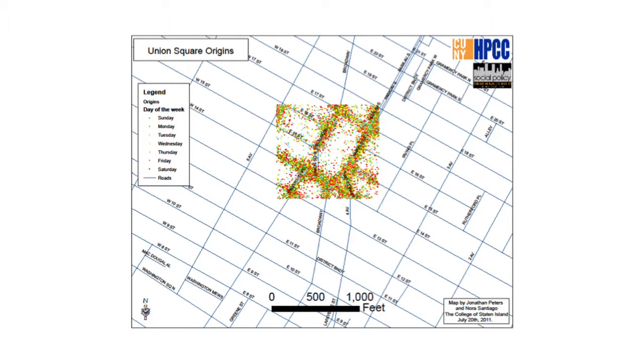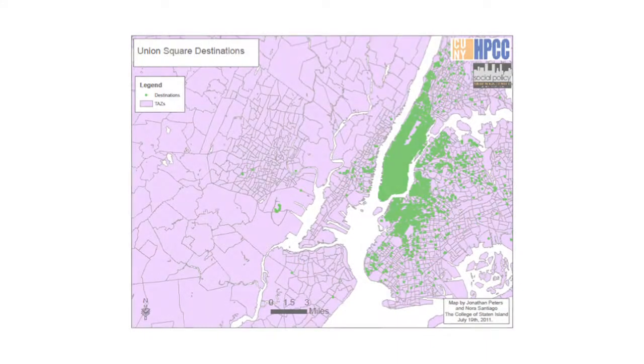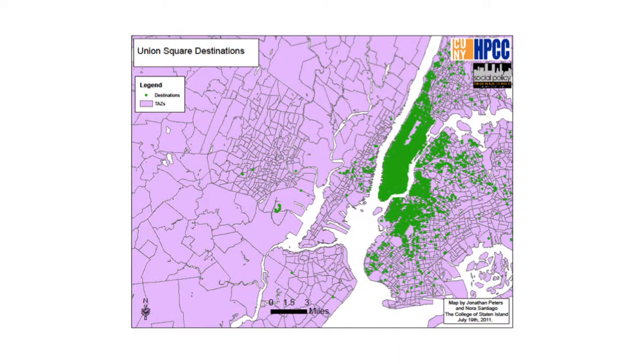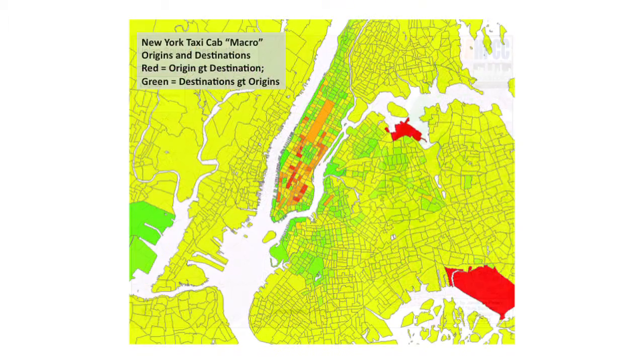The coloring is by day of week. We could do it by hour of day. We could do it by, I could study the bar traffic at night, whatever. There are the destinations. Notice a pretty broad portfolio of destinations out of it. You can also look at the mix of origin destination, and you can see whether or not an area is an origin hotspot or a destination hotspot.